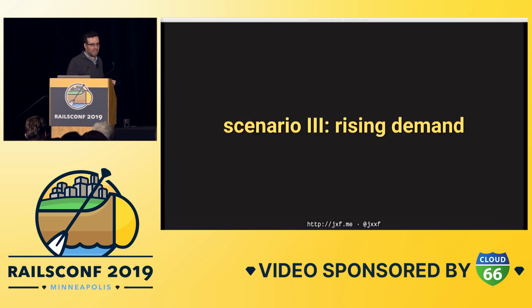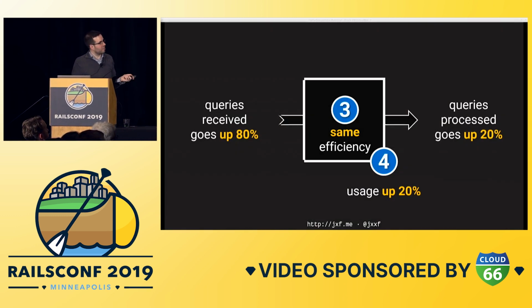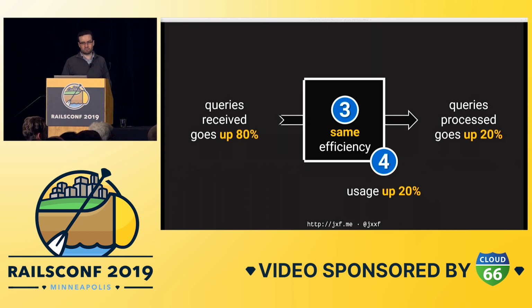Scenario 3, let's say the demand is going up over time. So let's say the amount of queries we receive goes up by 80%. The efficiency stays the same. This goes up by 20%, and the usage goes up by 20%. So raise your hand if this is something you would alert on. Raise your hand if you wouldn't alert on this.